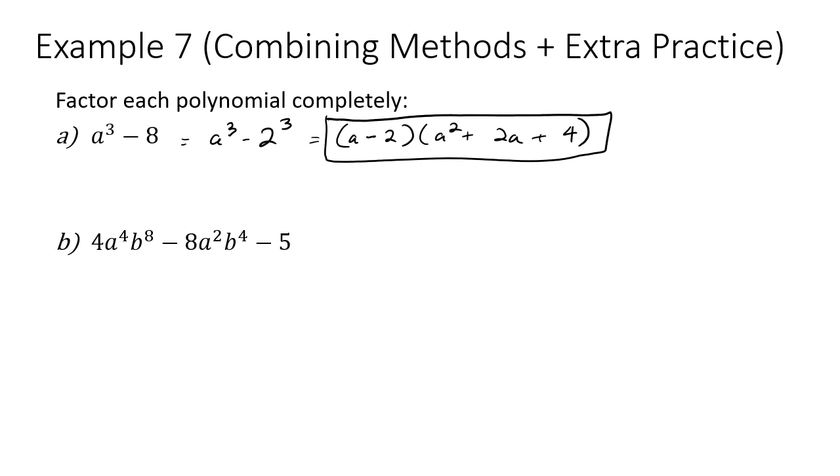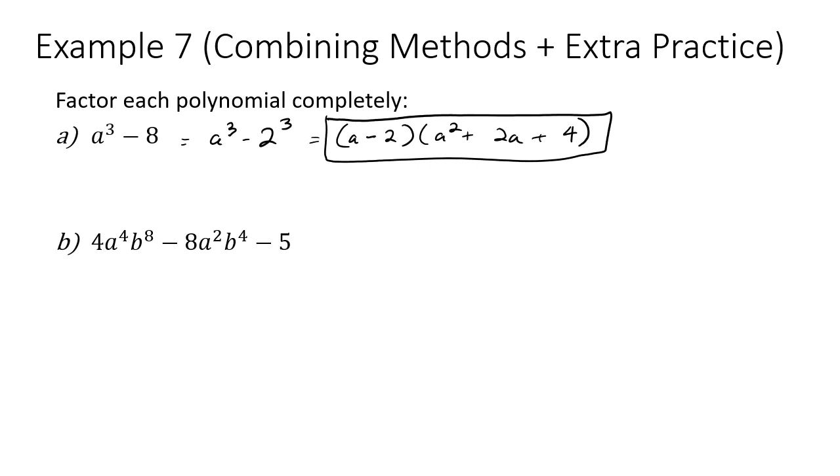Part B, on the other hand, is definitely trickier. So, no greatest common factor between all three terms. That's usually where you start each problem. That's not going to work here. Instead, the trick is to recognize that you've got the same variables, but with the exponents exactly twice as big. So from an a squared b to the fourth to an a to the fourth b to the eighth.